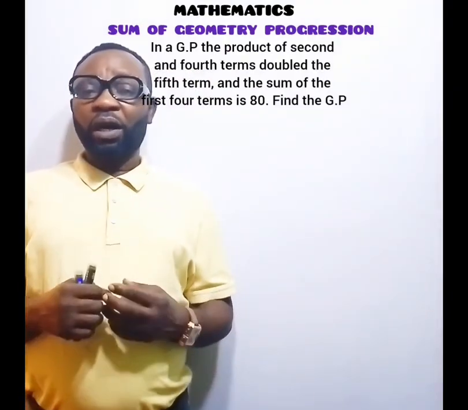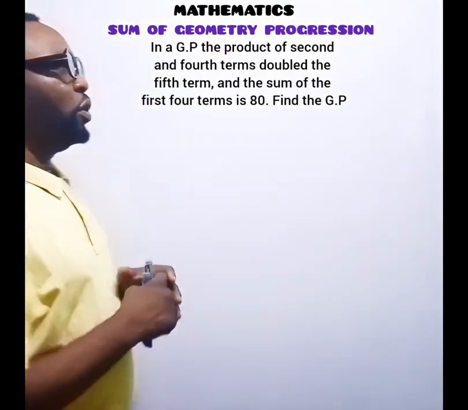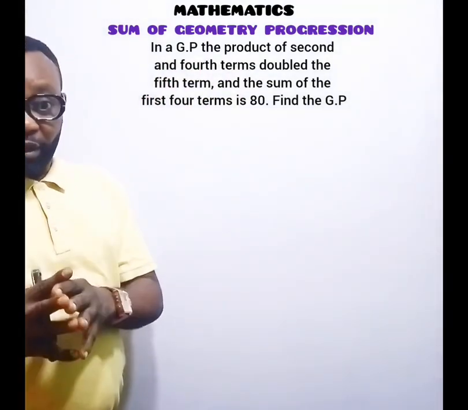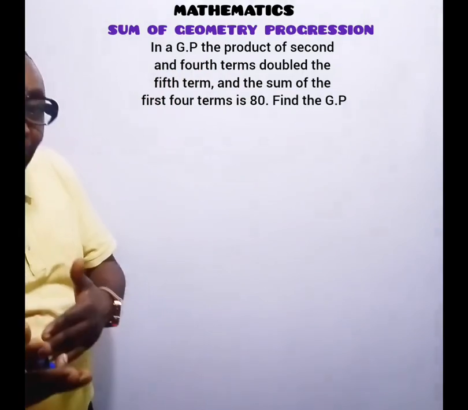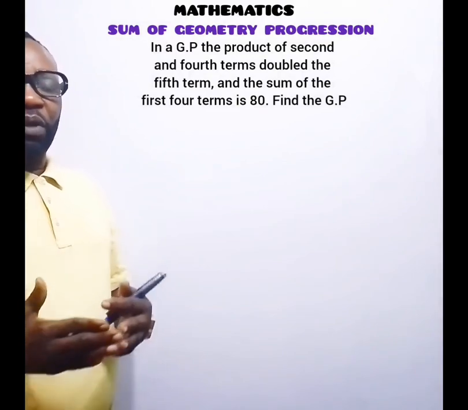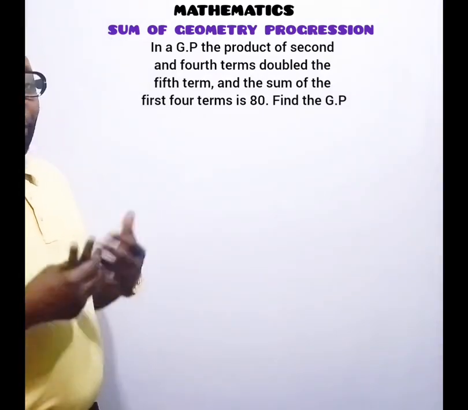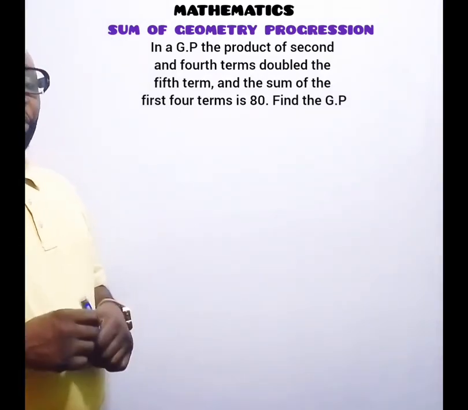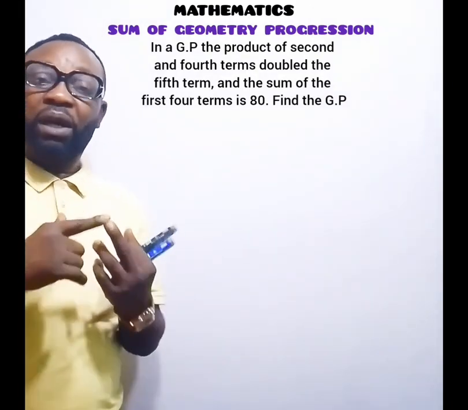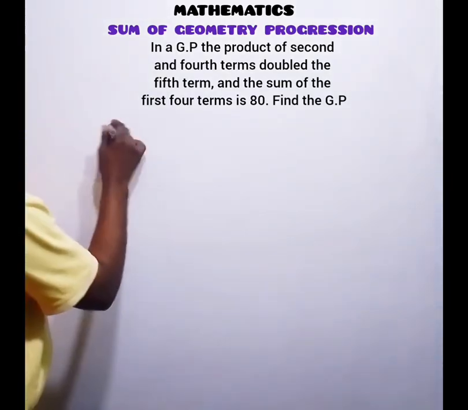We are asked to find the terms of a geometric progression. Now, in this question, we are given the product of the second and fourth term. The question says that it is double the fifth term. We are also told that the sum of the first four terms is 80. Then we are asked to find the geometric progression. For us to approach this kind of question, let's first look at the product of the second and fourth term.